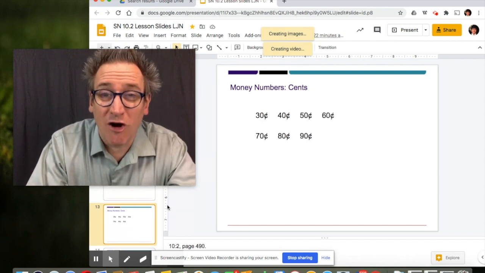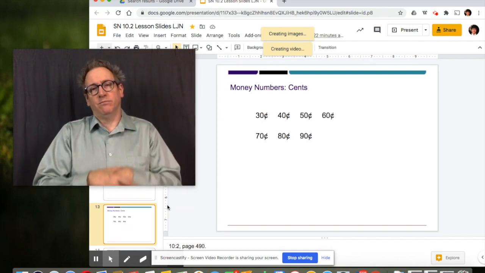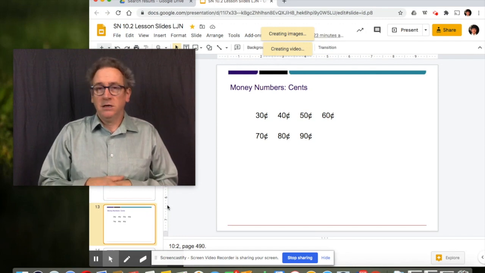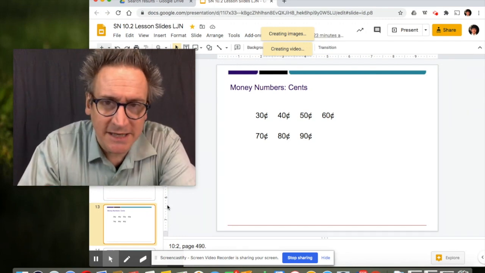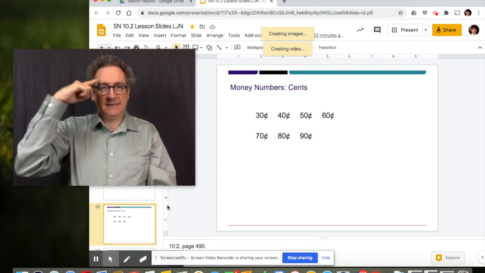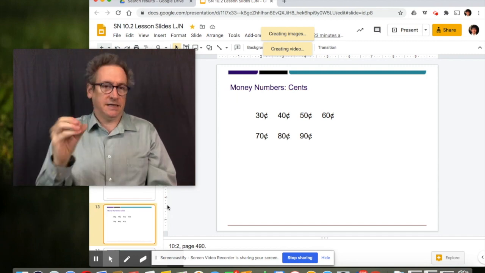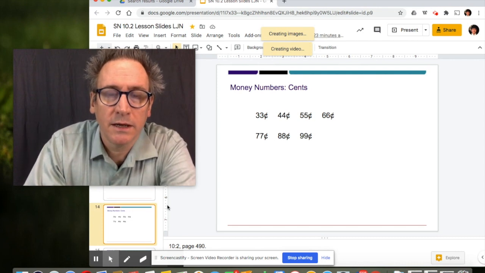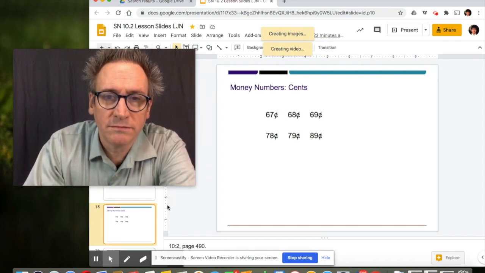And again, now we just run into more exercises. If you just practice these numbers, they're all pretty simple. Cents 40, cents 50, cents 60. Same thing with the doubles.